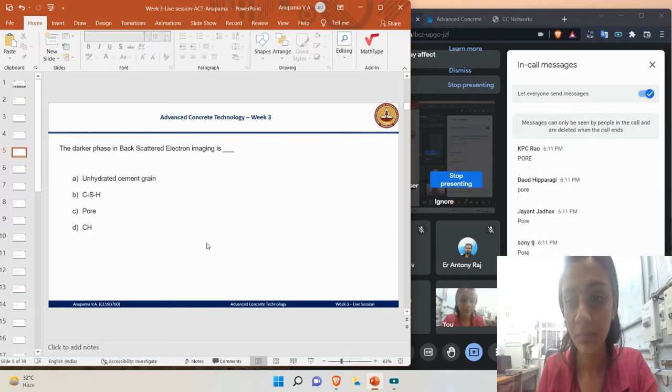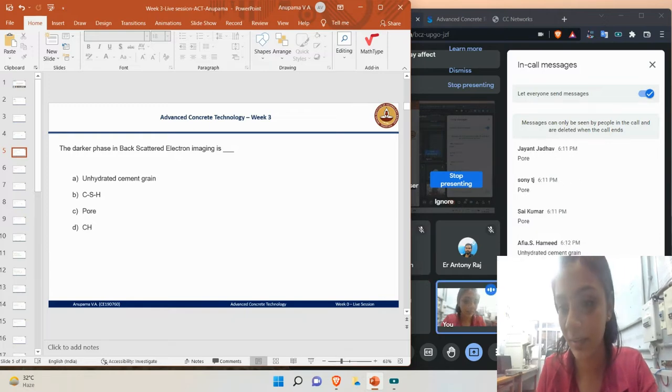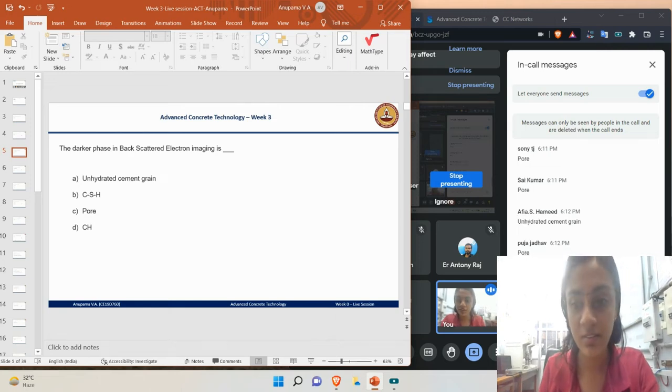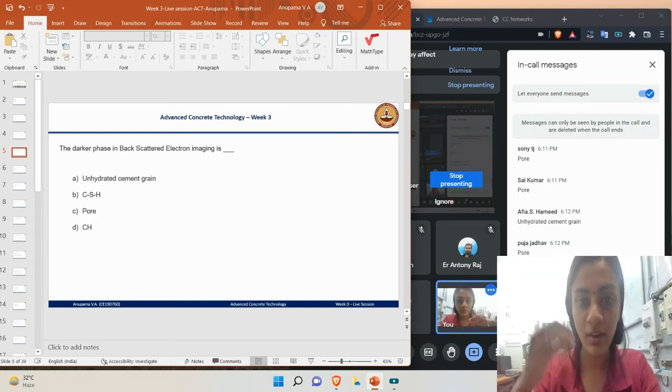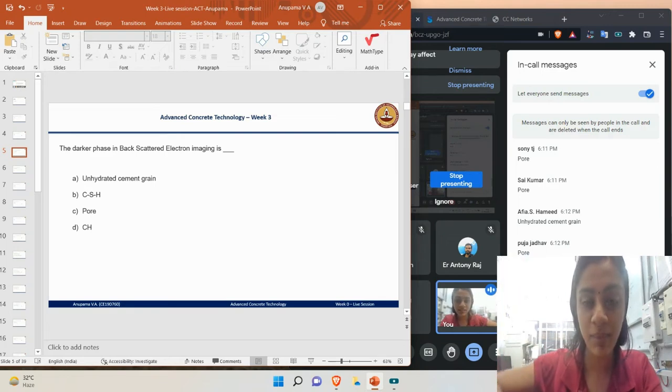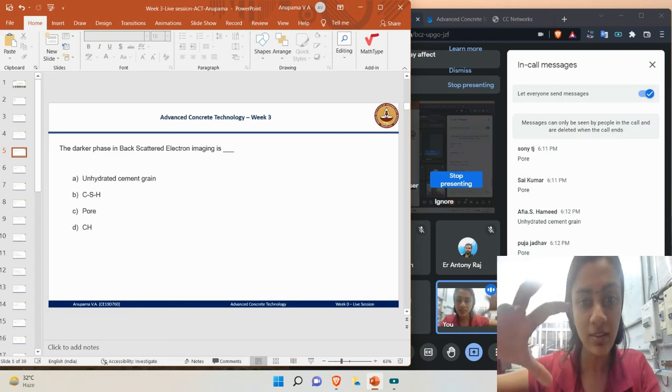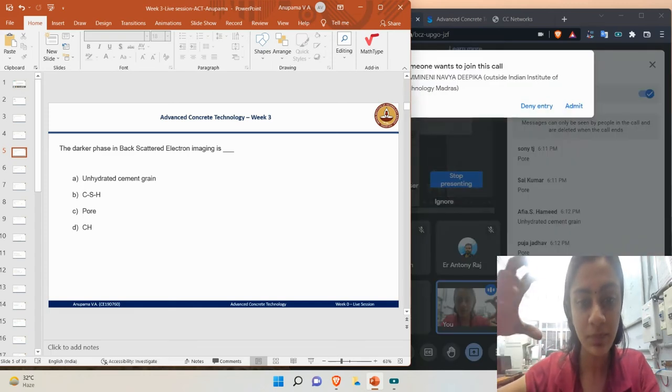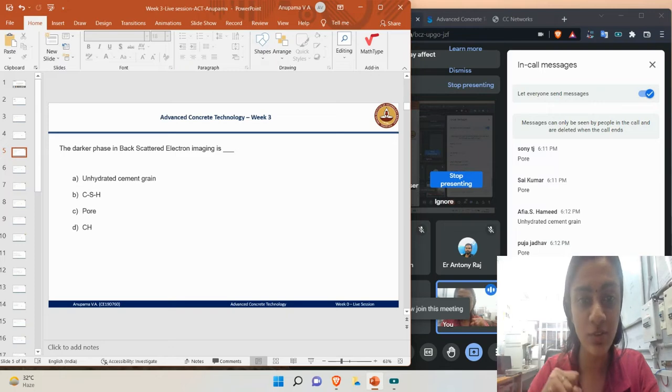Option B, ma'am, CSH. Option A is unhydrated cement grain. I'm getting three different answers. So, how does backscattered electron imaging work? The electron from the scanning electron microscope comes with a high velocity. It hits the sample we have kept, and it scatters right back. And whatever scanner we have kept will capture those electrons.